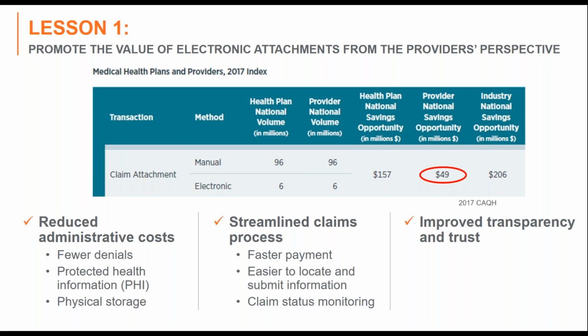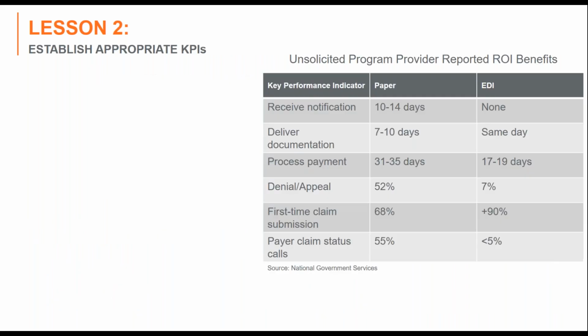All right, that takes us to lesson 2. And lesson 2 is all about KPIs. So when we think about establishing appropriate KPIs, really none of us embark on projects today without having KPIs that we can measure the success of what we're doing. We look at the unsolicited program ROI benefits that were reported by NGS in a webinar earlier this year. You'll see some of the KPIs that they measured was around receipt notification, delivery documentation, how long it took to process payments, denials, appeals, first-time claim submission, and then that last bullet, right, payer claim status calls being reduced.